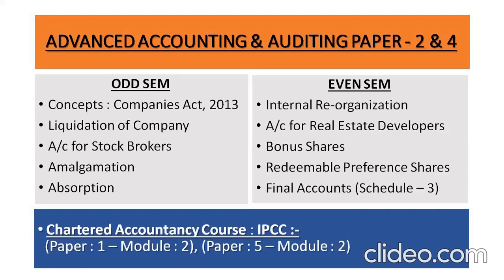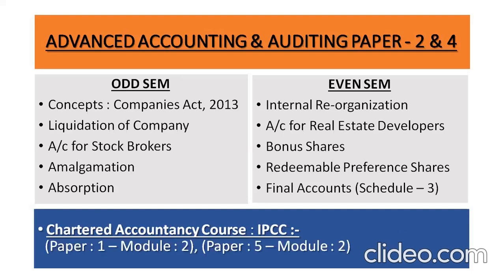Moving ahead, your second subject is Advanced Accounting and Auditing, Paper 2 and Paper 4. This is basically known as Corporate Accountancy. The syllabus in the odd semester is going to be regarding the contents of the Companies Act 2013. Next is liquidation of a company, which basically focuses upon if a company liquidates, that is, it is closing up, then how we are going to settle the accounts of the same.